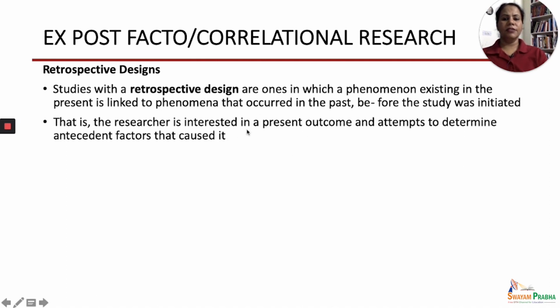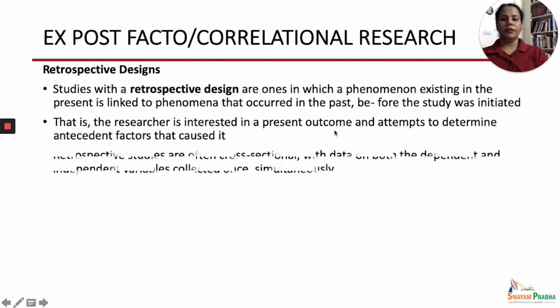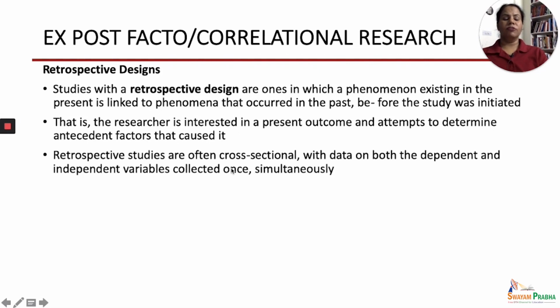That is, that researcher is interested in a present outcome and then attempts to determine the antecedent factors that caused it. So we start with the present outcome, but then we go backward. We go backward and we try to find out the antecedents or reasons or causes for the present outcome. And the retrospective studies are often cross-sectional. Cross-sectional means we collect the data only once in a point of time.